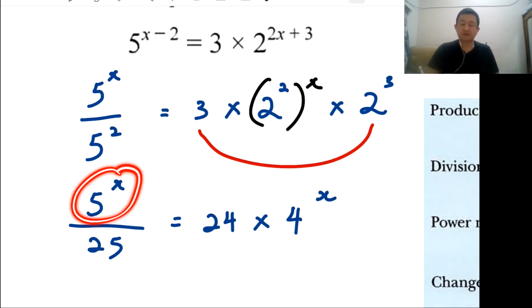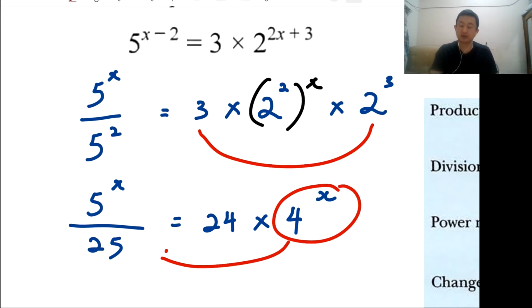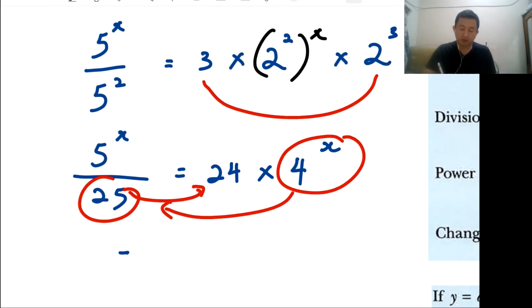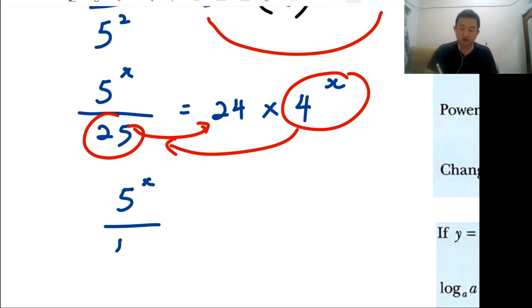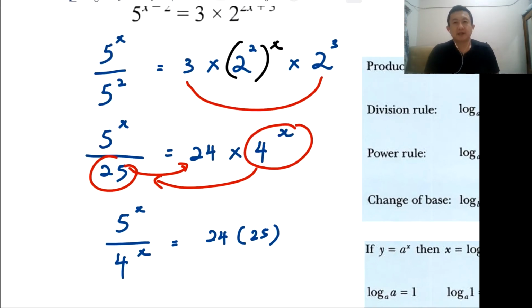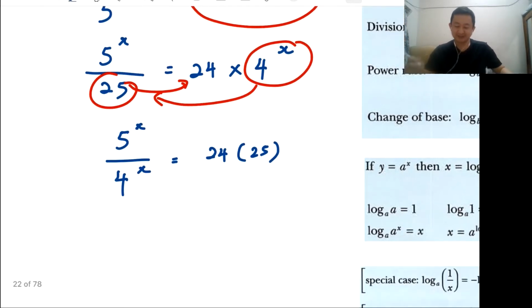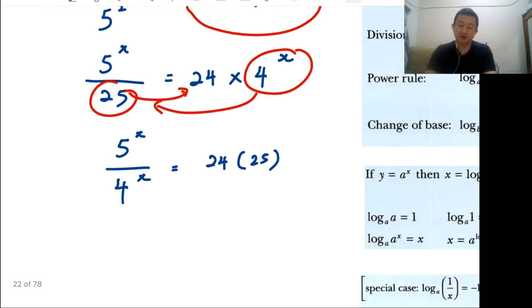These two, with the same power, you can group at one side. So you can change this to the other side, so it becomes divide. This one, bring it over, become multiply. 5 power of x over 4 power of x equals to 24 times 25. And this method is a bit hard, but it is more beautiful in a way. So I hope you appreciate. 24 times 25, we have 600.